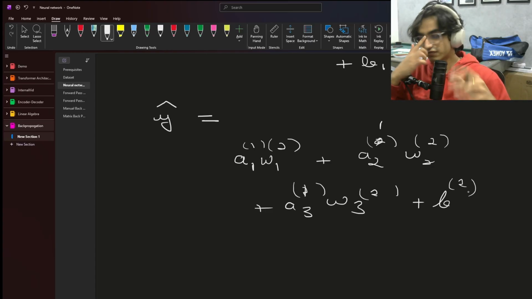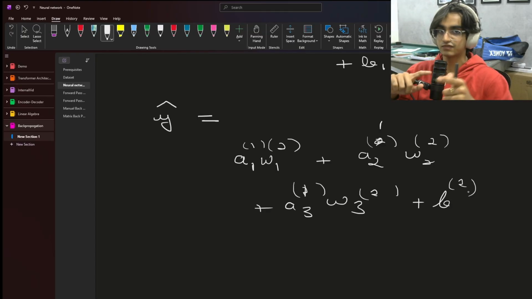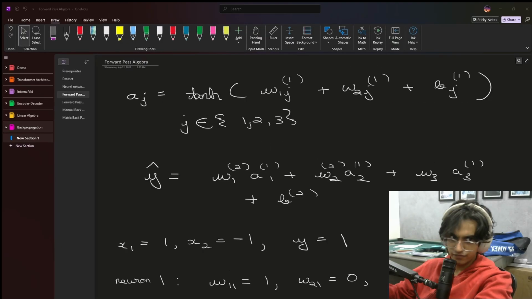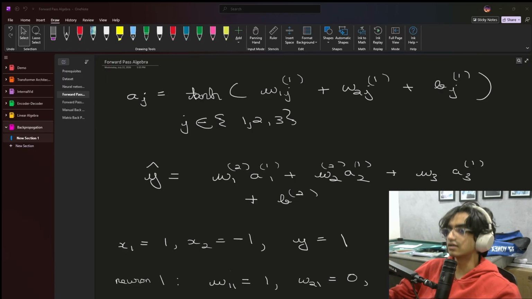Now I'm going to move on to the forward pass using just this algebra method, and after that we'll talk about the matrix form. All right, so here I've cleanly written it out. A_j is the hidden layer neuron, where j is 1, 2, and 3 because there are 3 neurons. This is a generic way of writing it: A_j is tanh of W1j plus W2j plus the bias associated with j. Then our y cap is going to be W1 A1 as shown earlier.